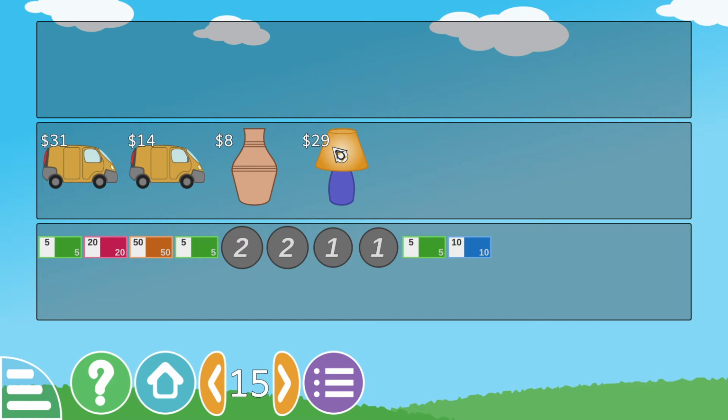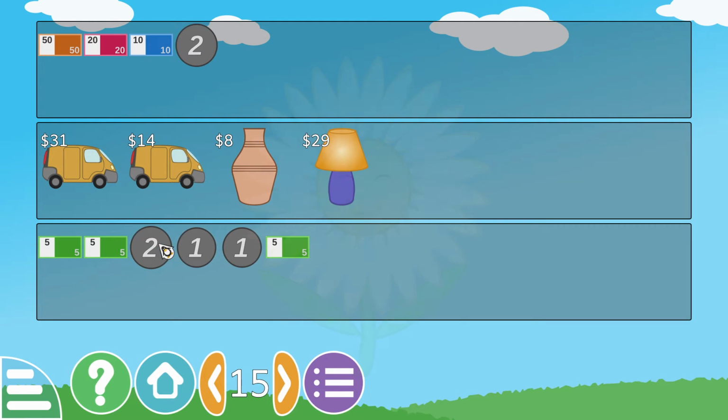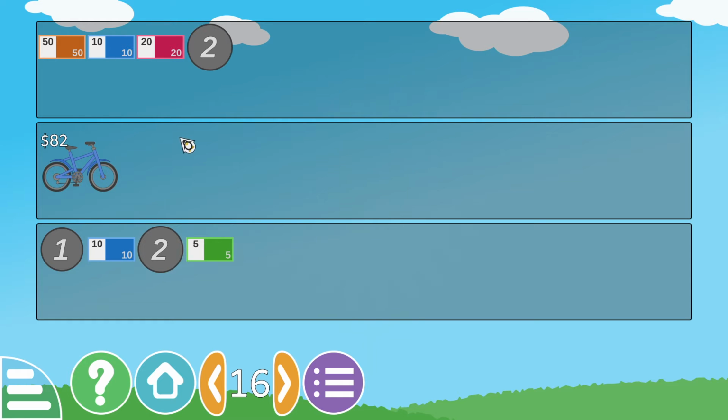So 31 and 29 is $60, $74 for the second car as well, and that means $82 in total for the vase as well as the lamp. So a 50, a 20, a 10, and 2. So now I've got just a single $82 item. I'll make the same amount again.